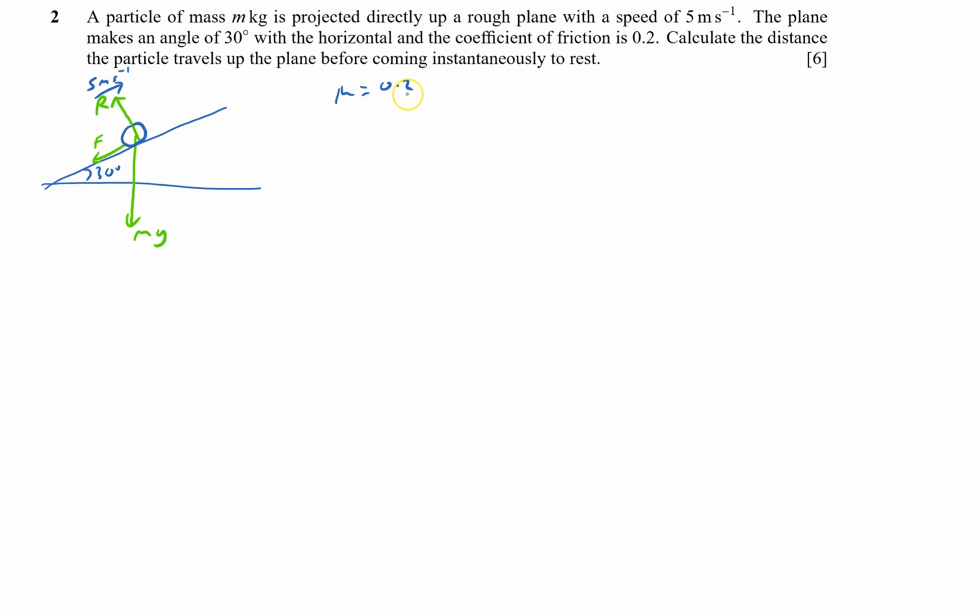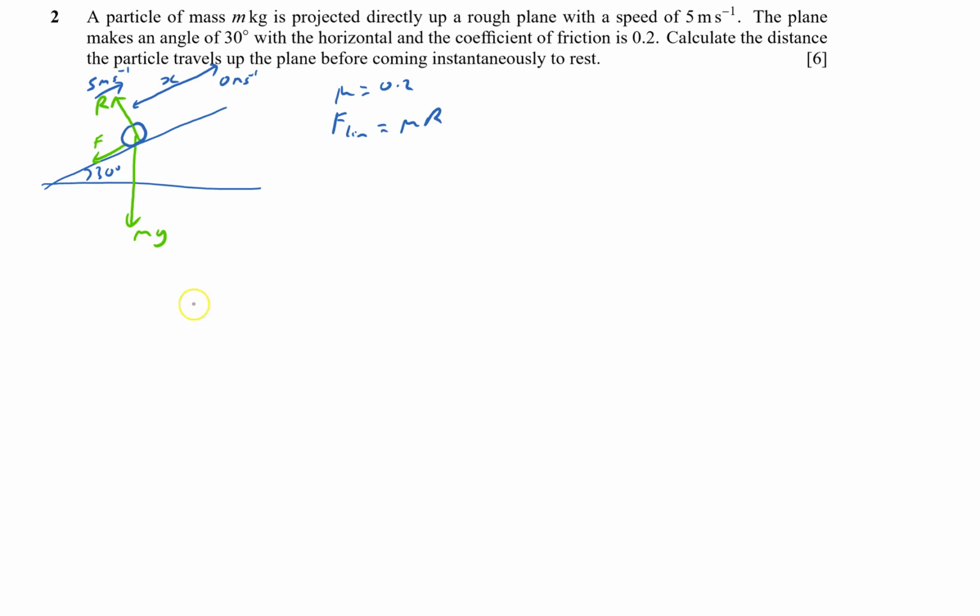It's moving, so I'm going to have limiting friction, so I'm going to have F lim equals mu R. Going to need to know what R is at some stage. Also going to need to find friction. Calculate the distance it travels up here, so I've got to work out the distance. I'm going to call that x before it comes to rest, so that'll be 0 meters per second at the top there.